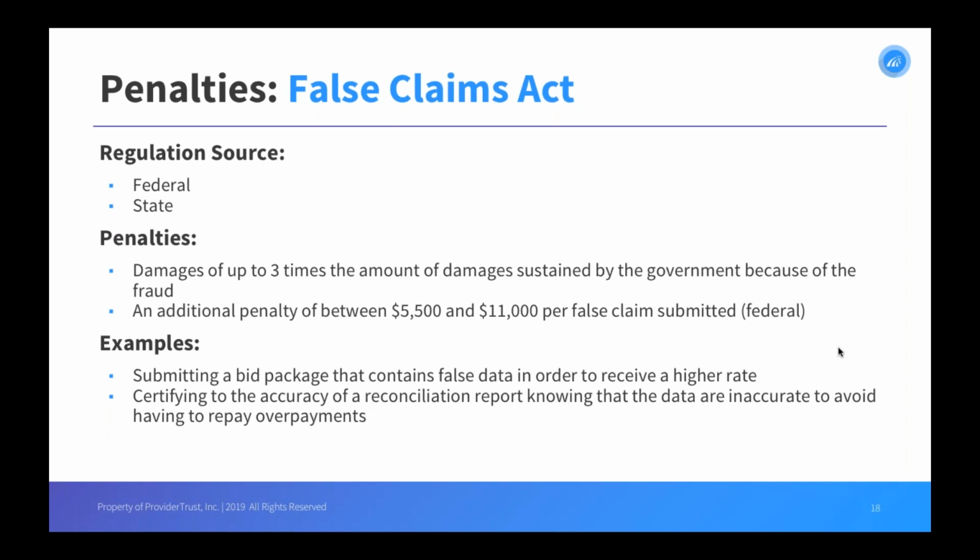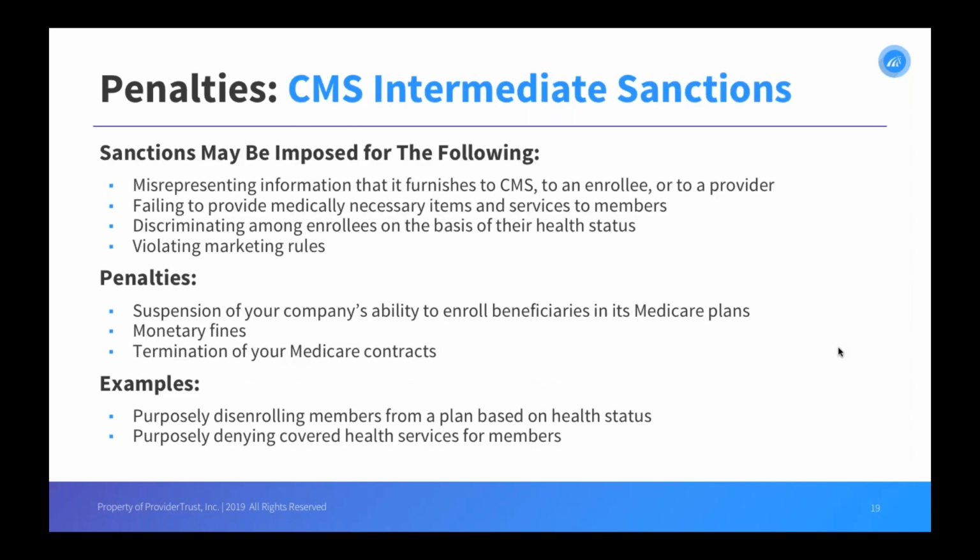So again, the regulation sources for the False Claims Act are both federal and state. Penalties for this are treble damages, so up to 3 times the amount of damages sustained by the government because of the fraud, and then an additional penalty of between $5,500 and $11,000 per false claim submitted is a federal penalty. And so 2 examples of this: submitting a bid package that contains false data in order to receive a higher rate, and certifying the accuracy of a reconciliation report, knowing that the data are inaccurate, to avoid having to repay overpayments. Third one out of 6, so we're halfway there, and then we'll get into actually designing your SIU workflow and infrastructure.